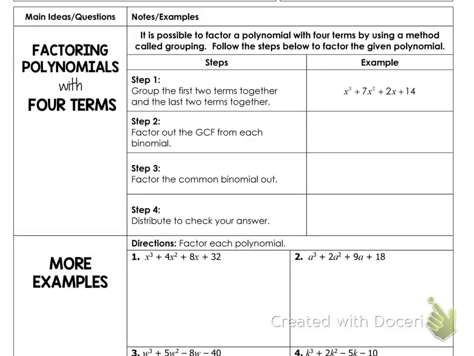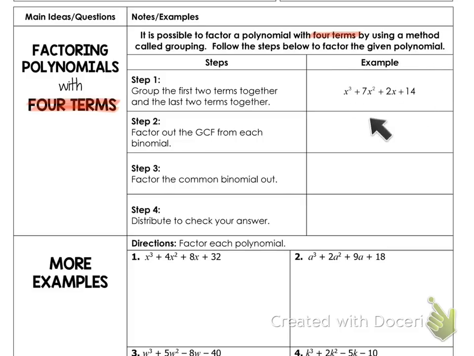All right, so this is the last lesson in this unit, in Unit 7, and it's factoring polynomials with 4 terms. So far we've looked at factoring polynomials with 2 terms, with 3 terms, and now we're going to take a look at 4 terms. So it is possible to factor a polynomial with 4 terms by using a method called grouping. Follow the steps below to factor the given polynomial.